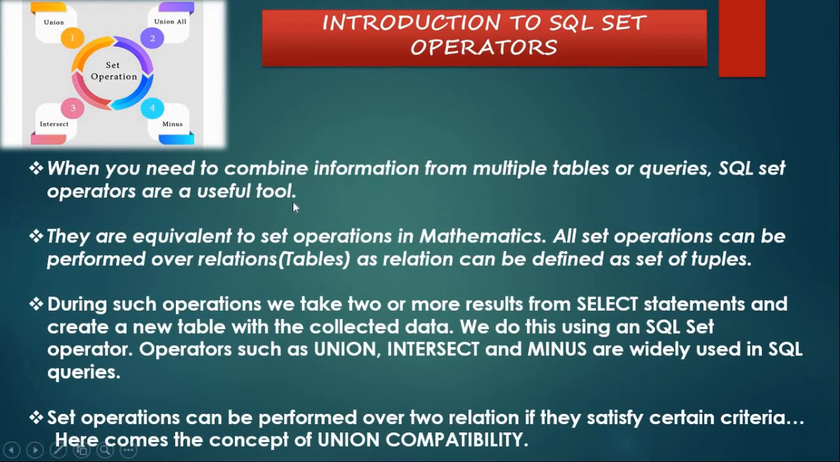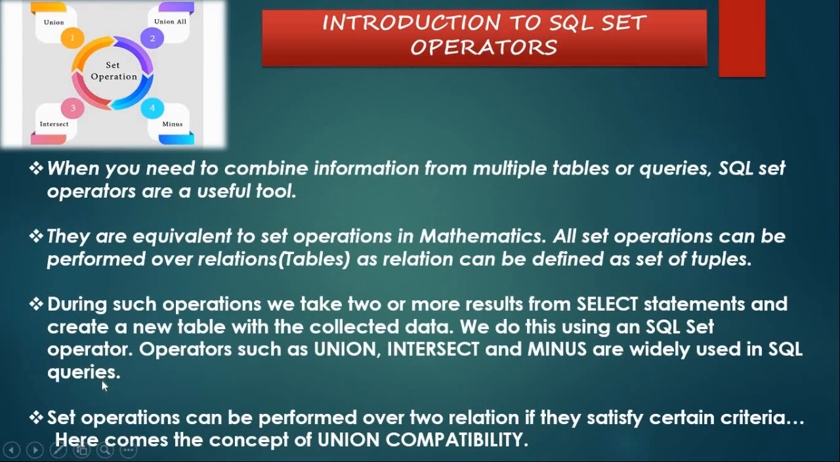SQL operators are equivalent to the set operations in mathematics. So all set operations can be performed over relations. Why? Because we can define a relation as a set of tuples. So we can apply all the set operations over relations. As stated before, they are of four types: union, union all, intersect and minus. Union, intersect and minus are widely used in SQL queries.